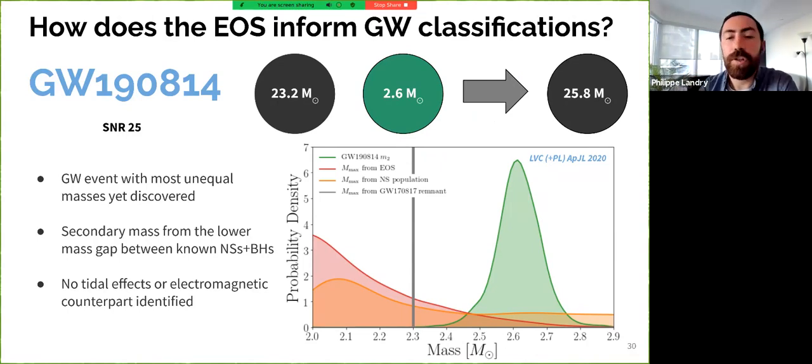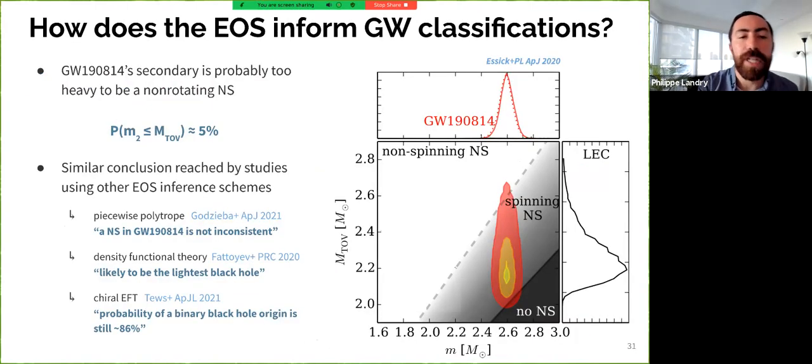And one thing that you can do is just systematically compare its mass to an estimate of the maximum mass from the equation of state, which is shown here in red, and compute the probability that this thing is consistent with a neutron star, namely that its mass is below the maximum mass. If you do that, you find that for one particular estimate of the non-rotating maximum mass, it's only got a 5% chance of being below that, meaning that it's likely to be a black hole.